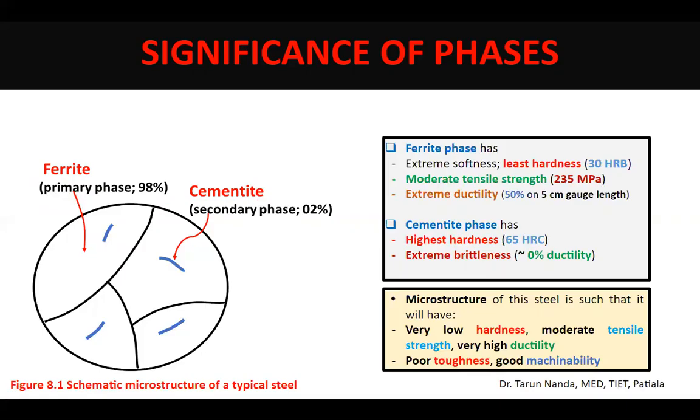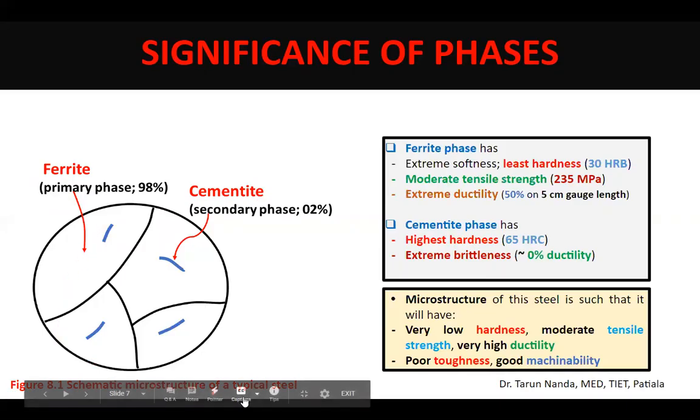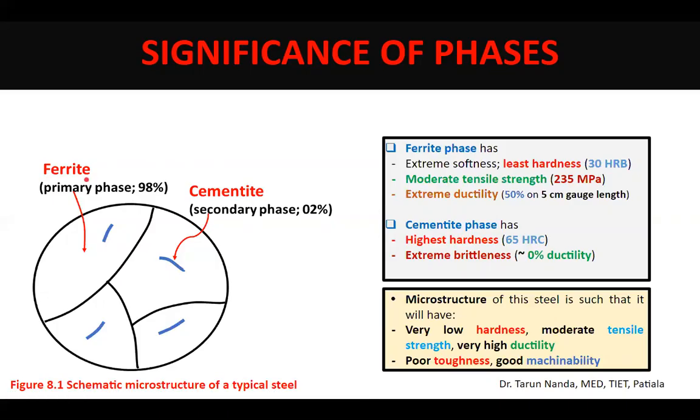What do I mean to say by that? I mean to say by that, for a moment, if you assume that this steel was only containing ferrite in it, the volume fraction of ferrite would have been 100%. Now, if the volume fraction of ferrite is 100%, that means the ferrite, whatsoever properties it possesses, the same properties would be of the material system.